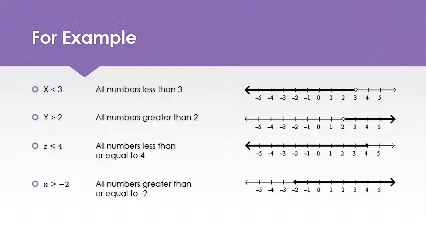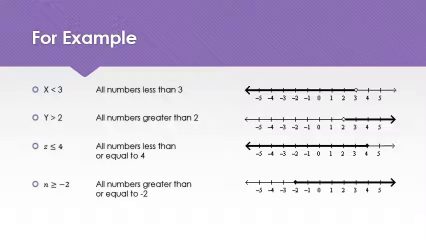So if I give you x is less than 3, that means all numbers less than 3. So if I were to substitute in, say, a 0 for x, 0 is less than 3, so that is a solution of the inequality. So is -1, -2, -3, -4, and as you can see, my number line does go on forever and ever.